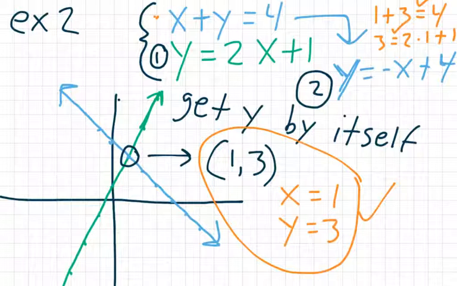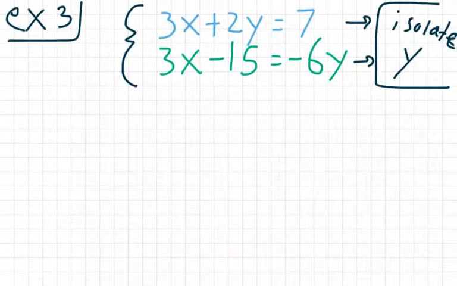How about example 3? So in this system, we're going to level up a little bit. 3x plus 2y equals 7 is the first one. 3x minus 15 equals negative 6y is the second one. In both of these, what do you notice? y is not by itself.